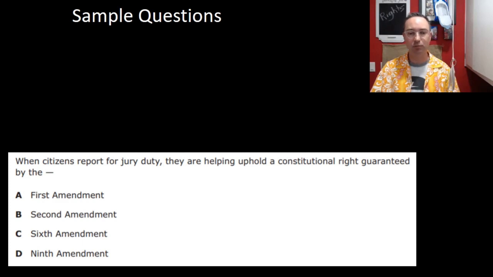When citizens report for jury duty, your civic duty, they are helping uphold the constitutional right guaranteed by which amendment? We know that the First Amendment's the 5 freedoms, so this is number 1. Second Amendment's the right to bear arms. The 9th Amendment has to do with the rights given to people that aren't necessarily spelled out. So it's obviously the 6th Amendment, when you are guaranteeing the right of a person to a trial by jury.